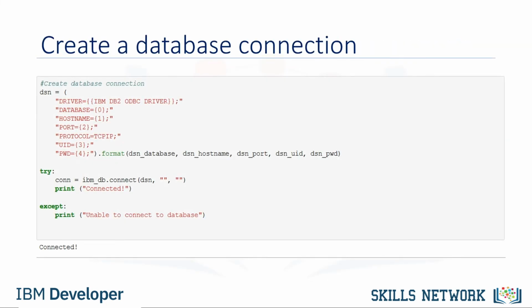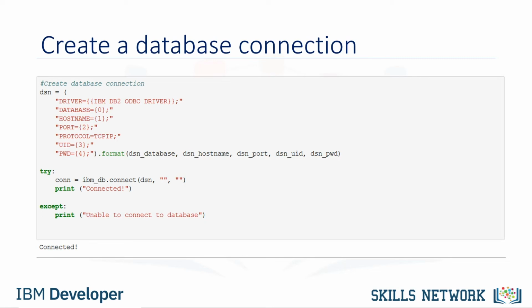Here is an example of creating a DB2 database connection in Python. We create a connection object, DSN, which stores the connection credentials. The connect function of the IBM DB API will be used to create a non-persistent connection. The DSN object is passed as a parameter to the connection function.